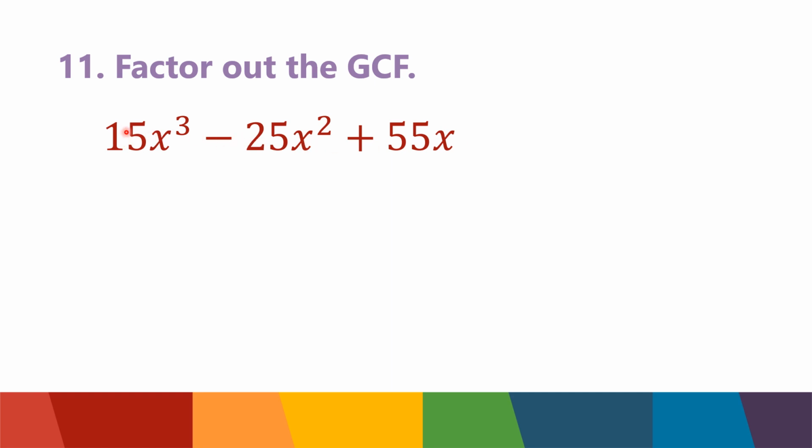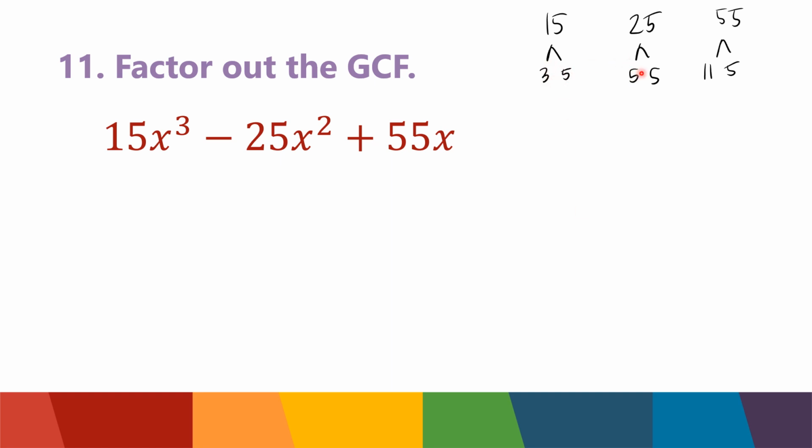But what about their numbers? 15, 25, and 55. What goes into all of those? If you don't know right offhand, that's okay. Do a little factor tree for each one. You could go off to the side and do a little factor tree for 15, 25, and 55. 15 would be 3 and 5, 25 would be 5 and 5, 55 is 11 and 5. Let's see.